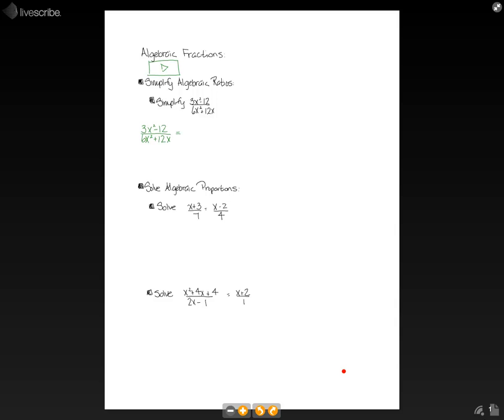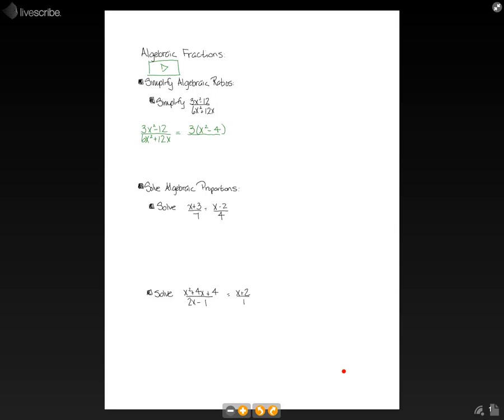So first we have 3x squared minus 12. What you're going to do is look for some term that is common between both the 3x squared and the negative 12. And pretty quickly we can see that there's going to be a 3 in common. If we factor out a 3, 3x squared divided by 3 is just x squared. Negative 12 divided by 3 is negative 4.